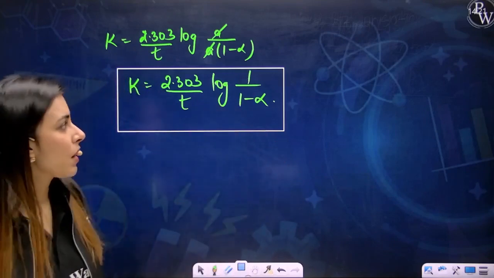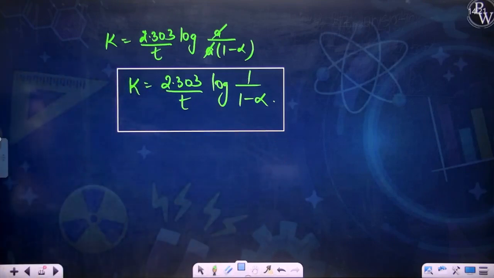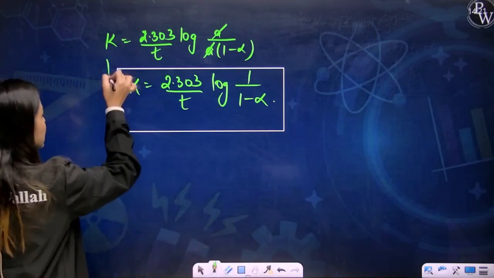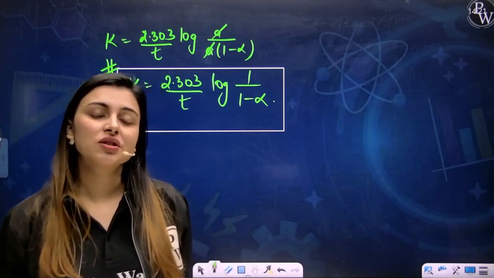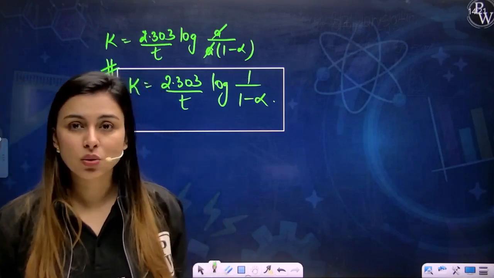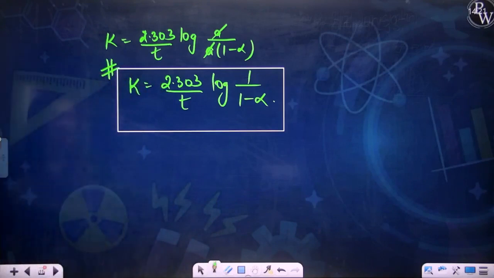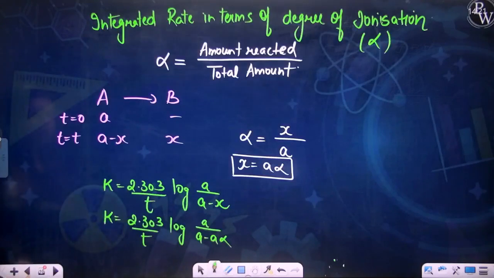I hope you're clear with this. So this is something you need to memorize again, my dear students. These are the expressions I have made boxes around, which will be used in the numericals. So try to understand each and every part very seriously. If you want to write it, you can write: integrated rate law in terms of degree of ionization. Alpha is the amount reacted upon the total amount. Amount reacted is X and the total amount is A.